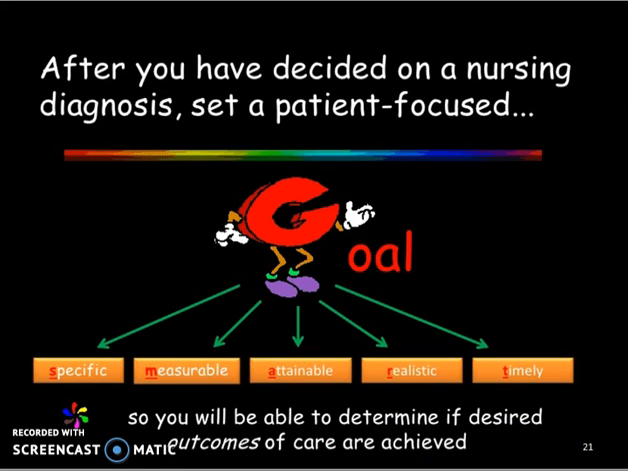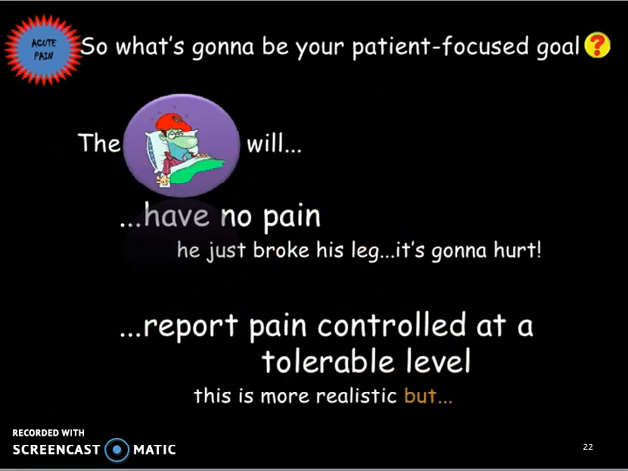After you have decided on a nursing diagnosis, set a patient-focused goal. That should be specific, measurable, attainable, and timely, so you'll be able to determine if desired outcomes of care are achieved. So what's going to be your patient-focused goal? He will have no pain? Not likely. He did break his leg. Pain control at a tolerable level to perform ADLs and mobility? That's more like it.